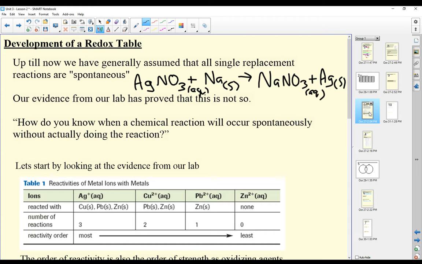All right, we've always been able to assume that this reaction will happen. Our evidence from our lab has provided, though, that this is not so. So not always when we try to do a single replacement reaction are we going to have a spontaneous reaction. So how do you know when a chemical reaction will occur spontaneously without actually doing the reaction?